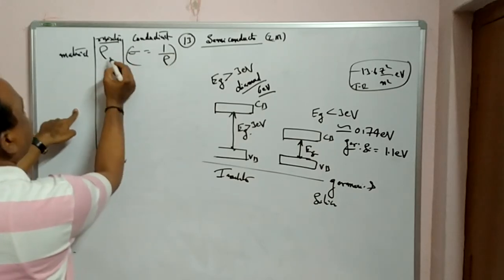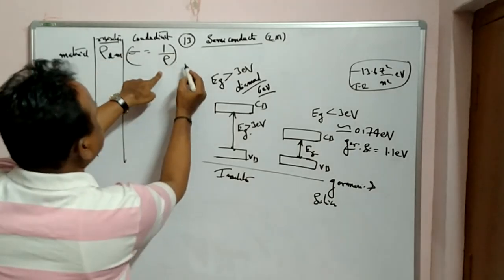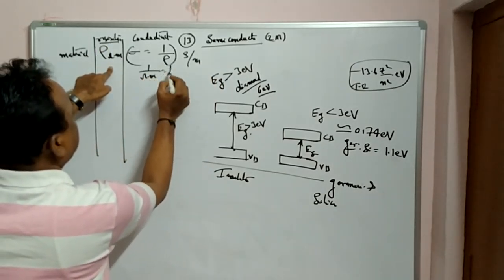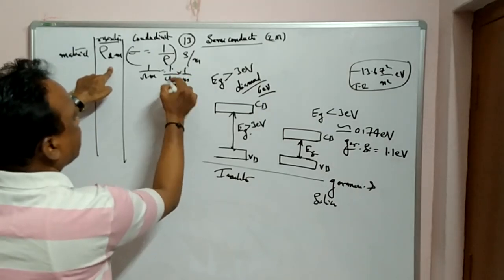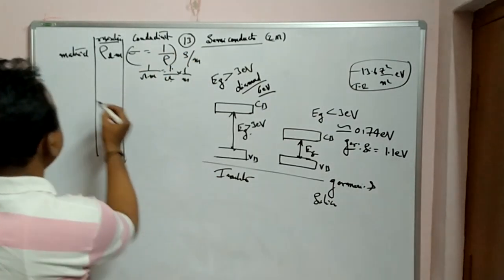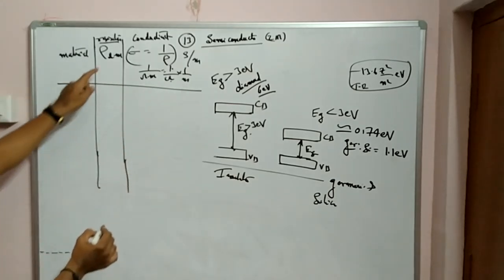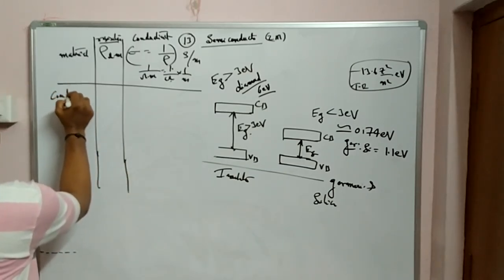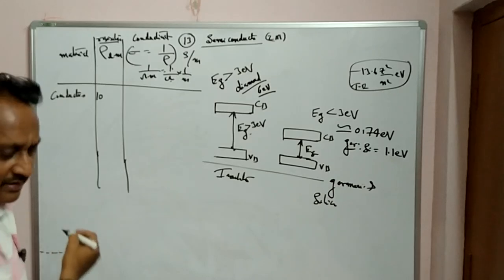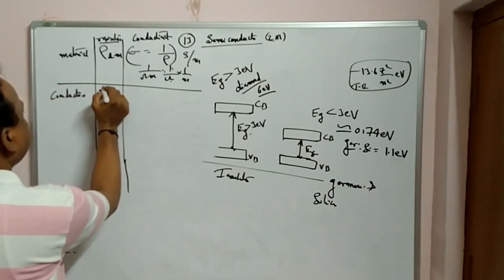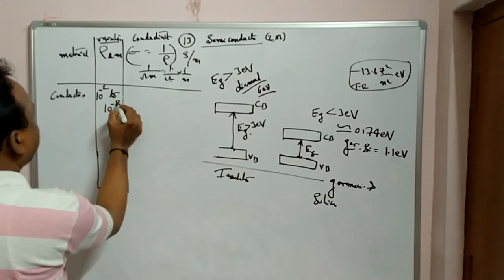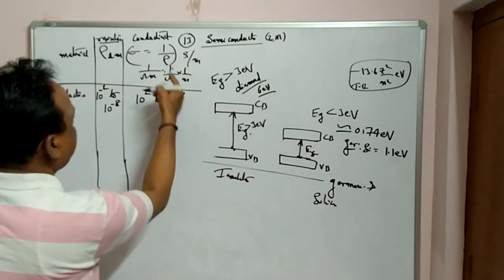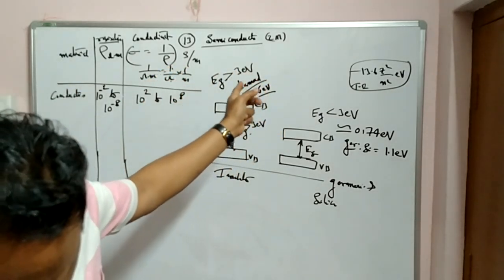The units are ohm meter for rho, and Siemens per meter for sigma, because the unit of 1 by ohm meter is 1 by ohm into 1 by meter. 1 by ohm is mho, and mho is nothing but Siemens. So Siemens per meter is the unit. Clear? So the rho value for conductors is around 10 power minus 2 to 10 power minus 8 ohm meters. And the reverse, 1 by rho, the conductivity sigma, is 10 power 2 to 10 power 8 Siemens per meter.